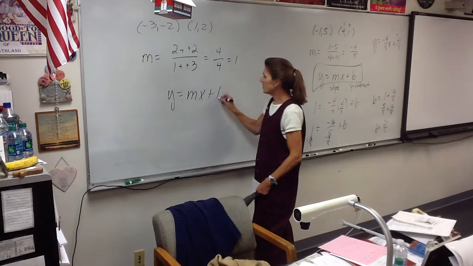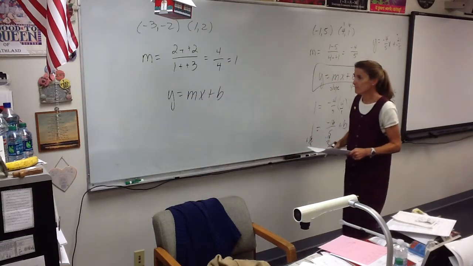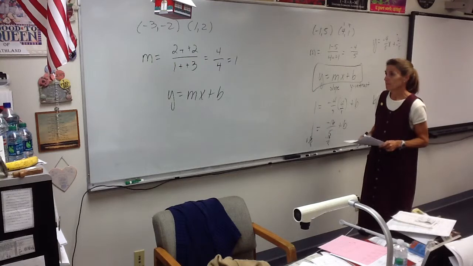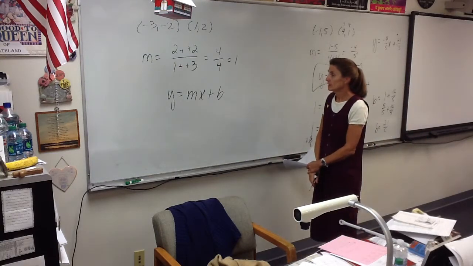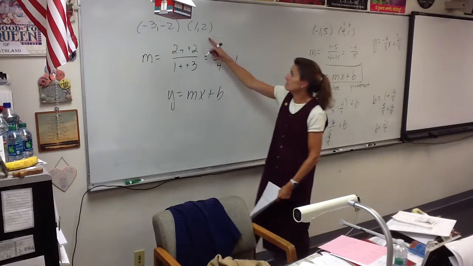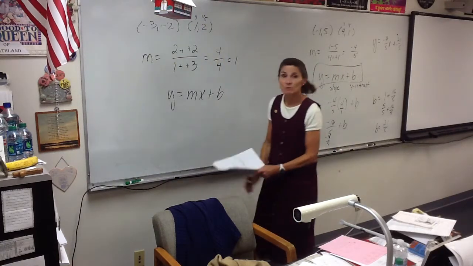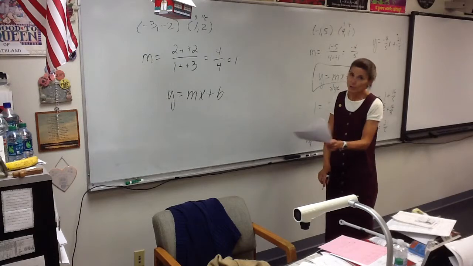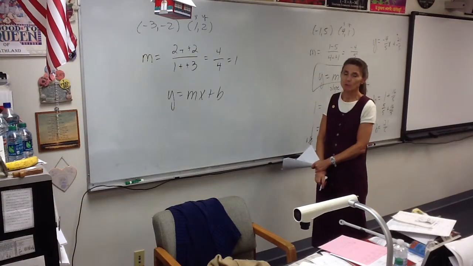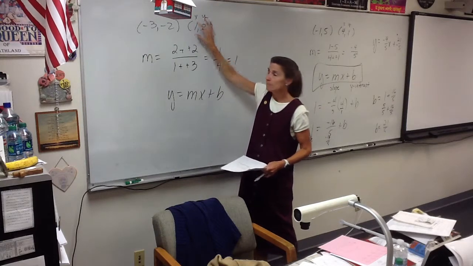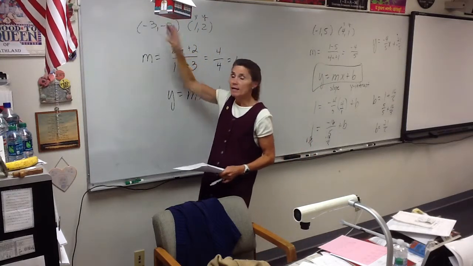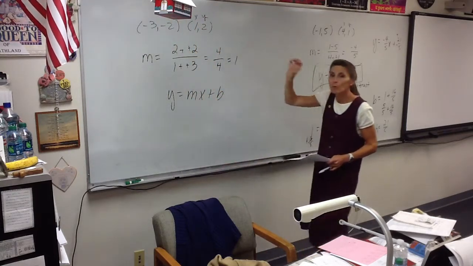We're using slope-intercept form in this part. This is slope-intercept form. So pick one of your points. I like this one. So this will become my x and y. One of your points has to become your x and your y. Either use this x and this y, or use this x and this y. No mixing and matching. One or the other.